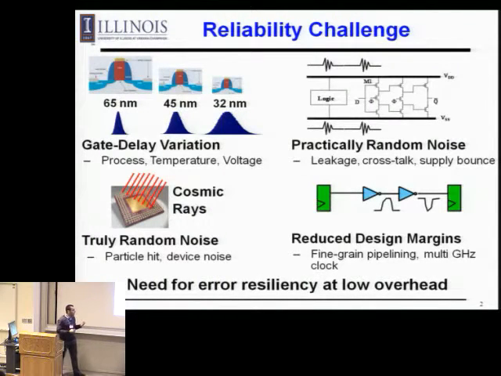lines. Also, when you are reducing the voltage, the amount of energy needed to flip a bit decreases. So cosmic rays and particle hits can cause an increased rate of soft errors in your cell. Also, in high-speed design, reduced design margins and multi-gigahertz clock operation make your design more sensitive to variations. So the traditional view of circuits as error-free can no longer hold. So what we try to do is employ error resiliency at very low overhead.